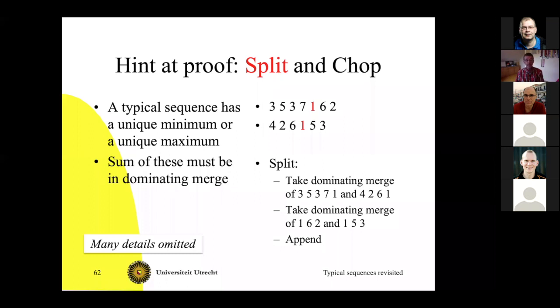So the first thing is that any typical sequence has a unique minimum or maximum, and for instance, if they both have a unique minimum, then the sum of these minima must be in the dominating merge. If they have a unique maximum, it's again a little more technical. But if they both have a unique minimum, then we know that we have to add these sums here. And that means that we split. If we know that we have to add this one here and this one there, we basically know that after that we have two problems left: the thing which happens on the left and the thing which happens on the right. So you take the dominating merge of what is left and the dominating merge of what is right, and you append them, and this gives me the final dominating merge. So that's the split part.